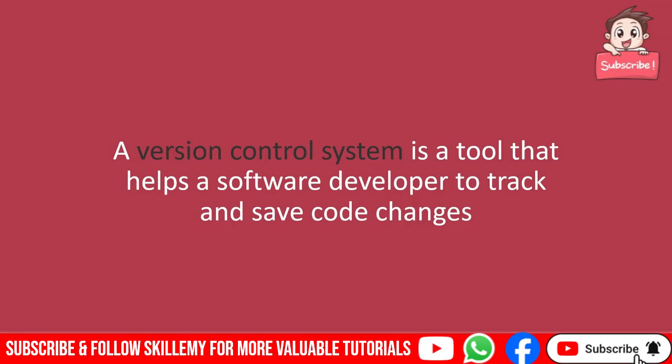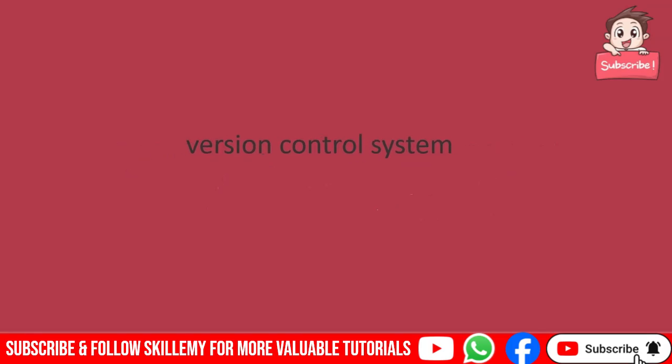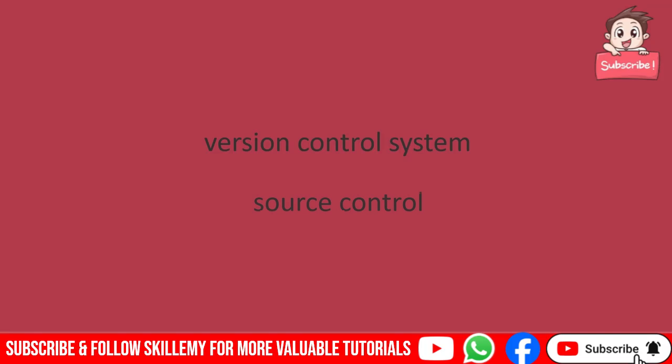Now, what you should know in addition is that instead of using the term version control system or just version control, you can also use the term source control. This is because version control actually means that you want to control the changes that you made to your source code. Alright, in the next clip, I will ensure that you know the different types of version control systems.